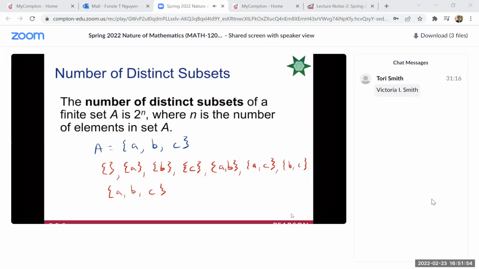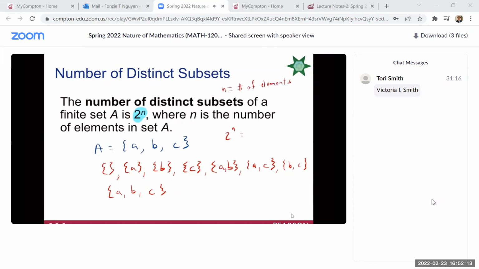So that's how you figure it out. But the easier way is there's a formula, 2 to the nth power, where n is the number of elements.